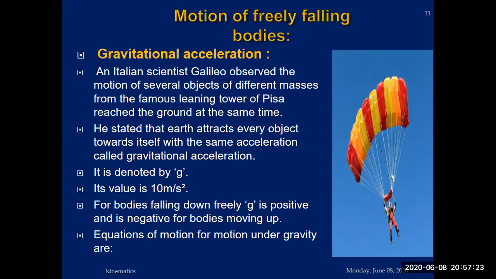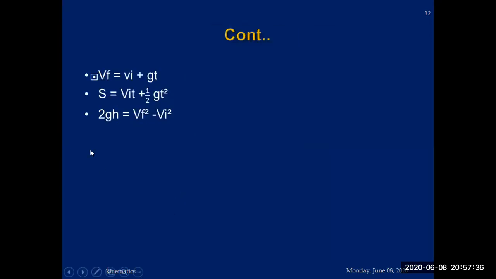So whenever you are using this technique in the equations of motion, you will replace a with g, but plus g when the objects are moving in the downward direction, and minus g when the objects are moving in the upward direction. So this will be the difference. Vf = Vi + gt, and S = Vit + half gt squared. And for the third equation, a is replaced with g, and it is 2gh = Vf squared minus Vi squared.